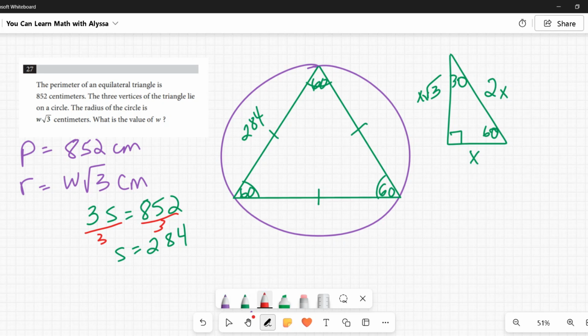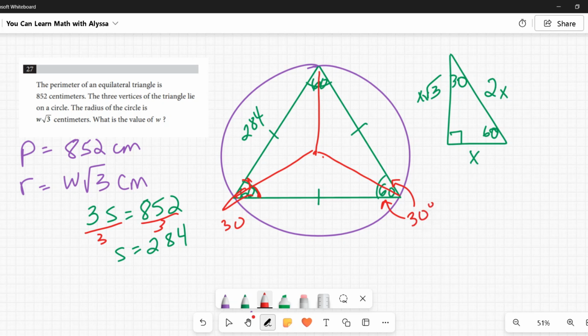And what happens if I draw some radii in here? So that's about the center of my circle. So if I draw a little radii out to the corners, it's roughly drawn, but you get the idea. What am I doing? I am dividing this triangle into 3 congruent smaller triangles. And I'm also splitting each of these 60-degree angles in half. So now each of these is going to be 30 degrees. Each of those is 30. And this is true all the way around.